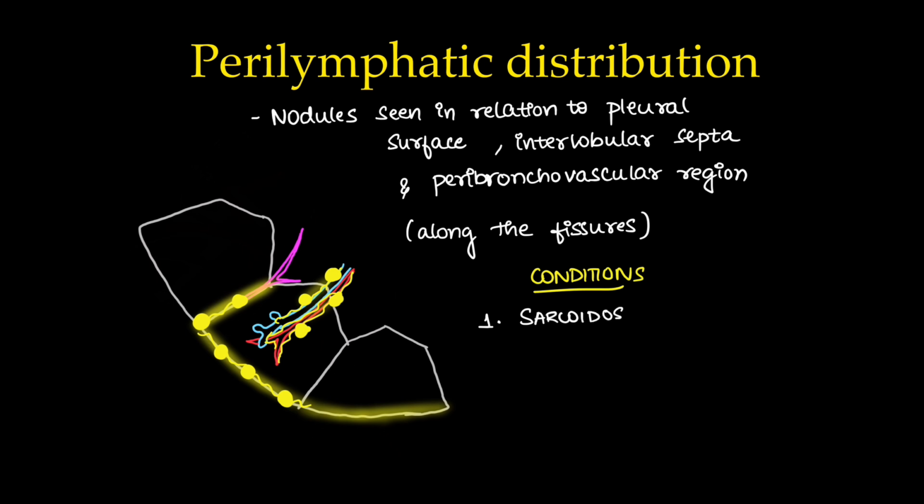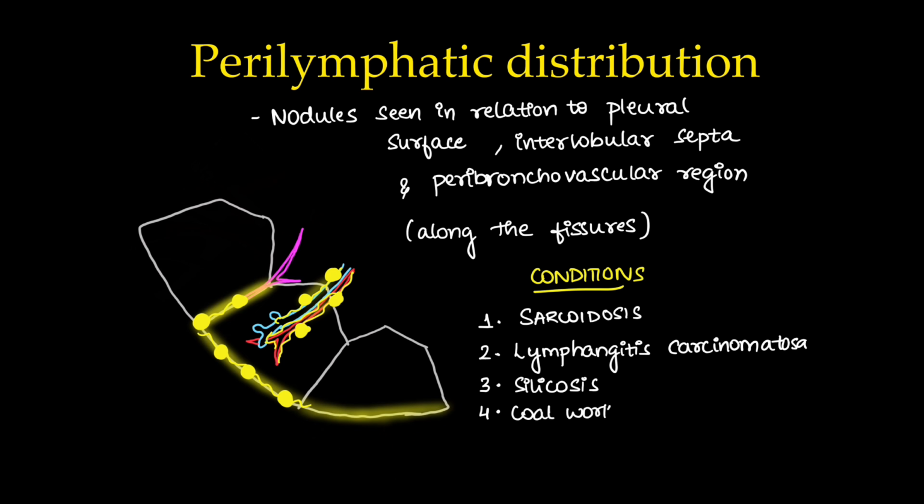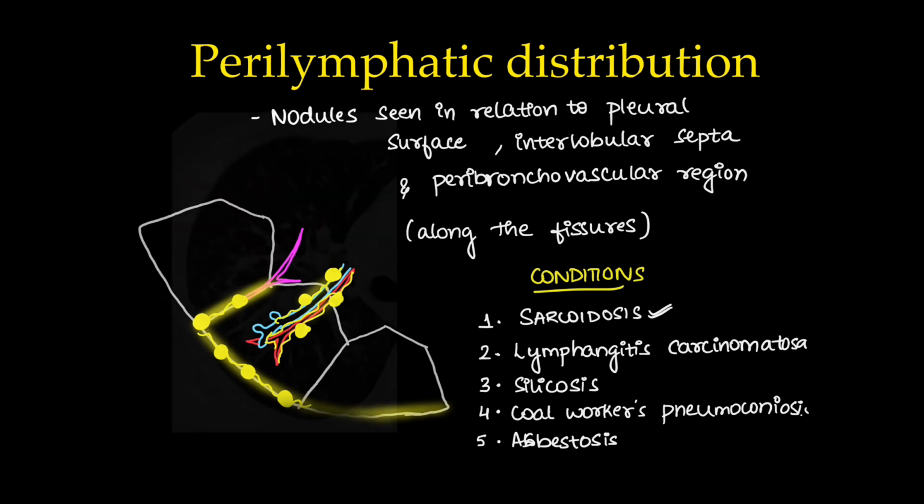First and foremost, the main disease is sarcoidosis, which is a granulomatous disease. Next is lymphangitis carcinomatosa. Whatever has lymphangio or lymph in its name has perilymphatic distribution. Then silicosis and coal workers pneumoconiosis, since the particles are cleared by the lymphatics, they spread also along the lymphatic distribution. And asbestosis. Sarcoidosis is the most important one you have to remember.